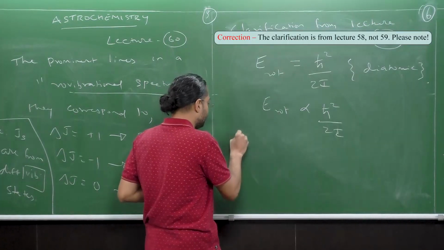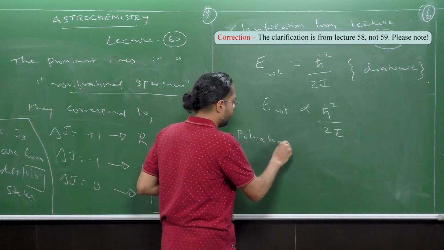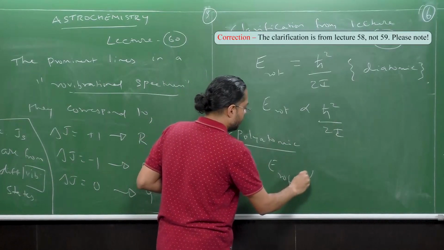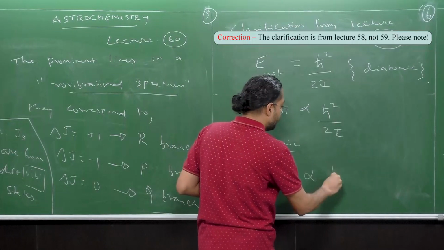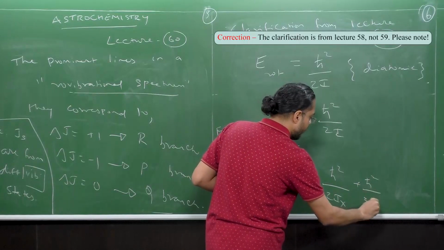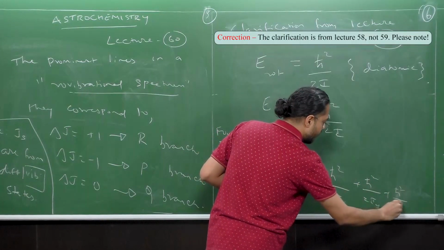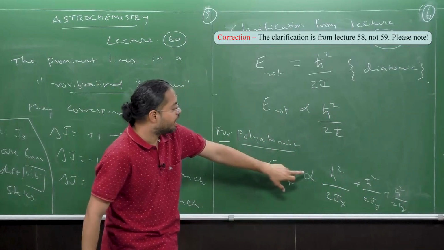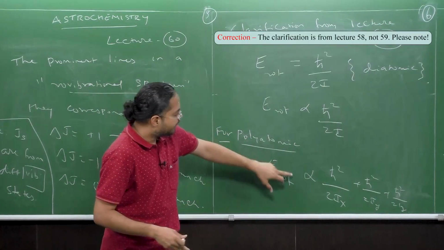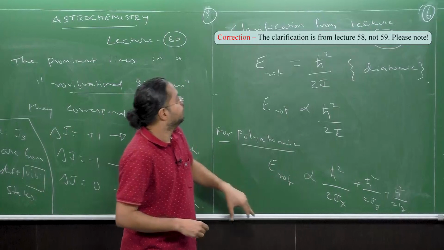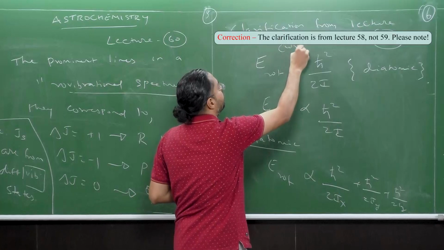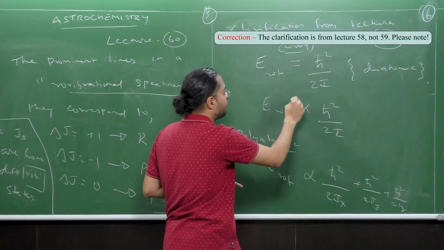Similarly, for polyatomic molecules, my E rotation is proportional to these three terms: h bar squared by 2Ix plus h bar squared by 2Iy plus h bar squared by 2Iz. In other words, it was again not equal to. The imprecise version that I had given yesterday was that this E rotation is exactly equal to. So please note, this equal to is wrong. It was imprecise, and this proportionality is right.